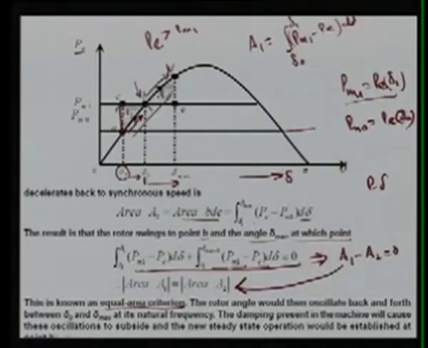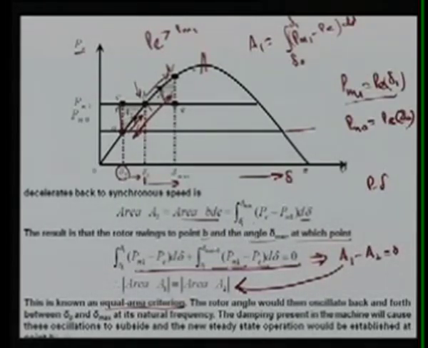The rotor angle would then oscillate back and forth between these angles. So basically your rotor will be oscillating between these 2 points. It is not going beyond that range. And its natural frequency, the damping present in the machine will cause these oscillations to subside, and the new steady state operation would be established at the point B after a certain time.